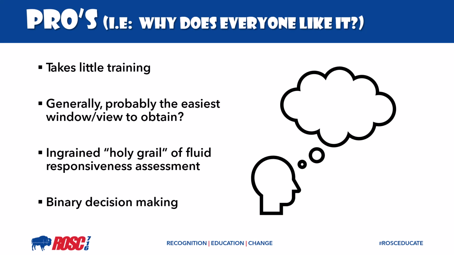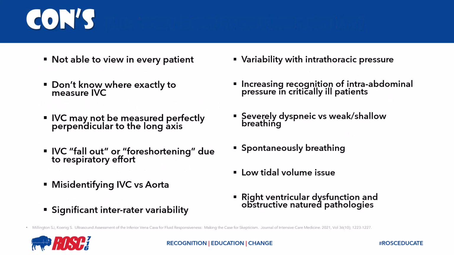And next, it seems to be the ingrained holy grail of fluid responsiveness. You hear it all the time. Check an IVC. What's the IVC look like? And then lastly, it's conducive to a binary decision-making model. The person's dry, the person's not dry. Well, this seems to be a pro. I actually see it as a con. Let me explain a bit more in some future slides. First, let's go over the cons of IVC.